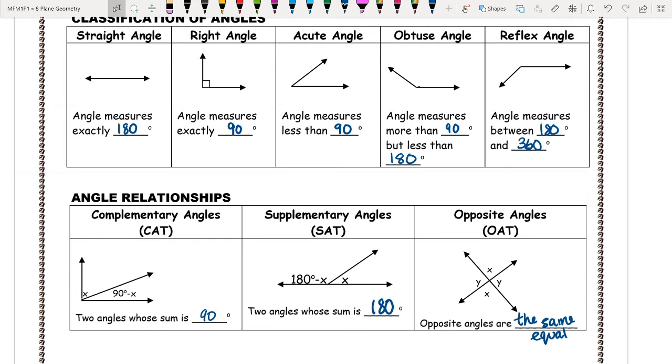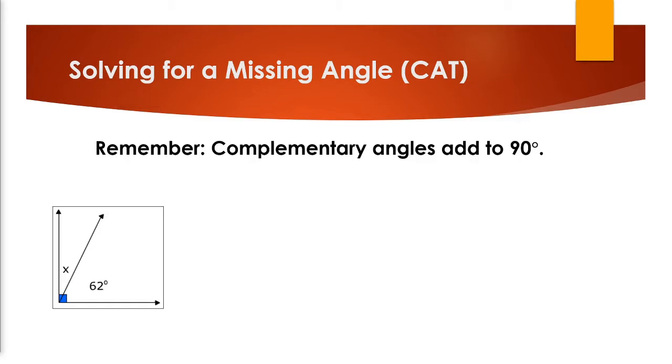Same thing. All right, so let's take a look at a couple of applications of complementary, supplementary, and opposite angles before we move on. As was just stated, complementary angles add up to 90 degrees. What this means is, if I have a set of complementary angles where you know one of the angles but don't know the other angle, you can do some simple arithmetic and find the value of the unknown angle.